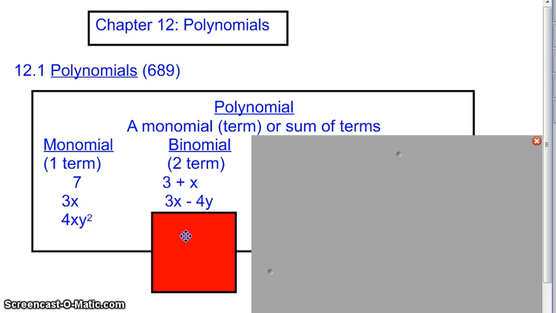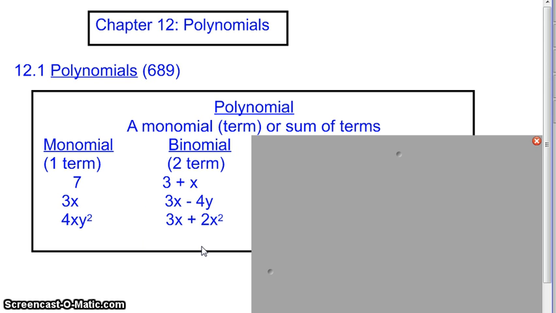Again, those like terms cannot be combined. We can have things like this in here. You've worked with these types of things already this year: 3x plus 2x squared. Now those both have a variable x, right? So 3x. What's the exponent of the x here with 3x?